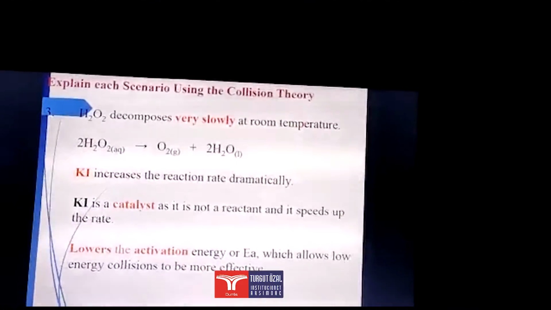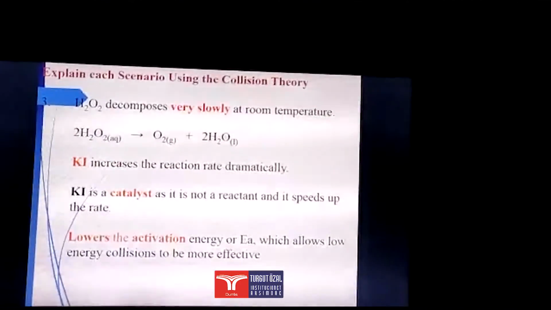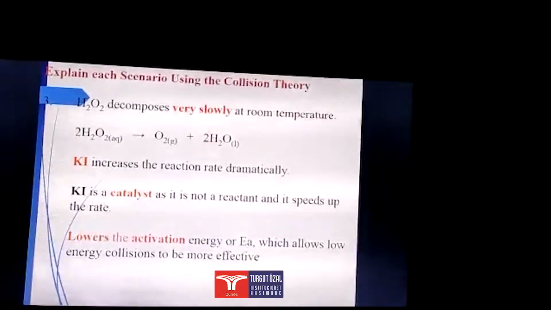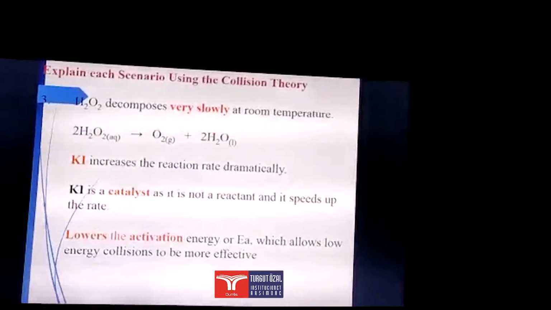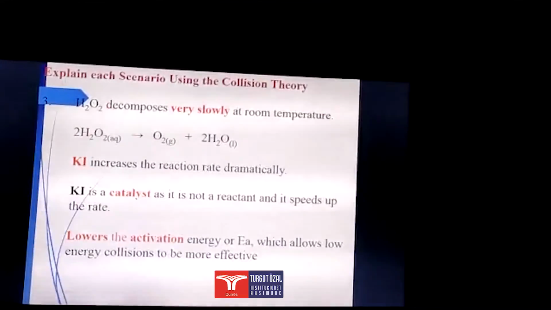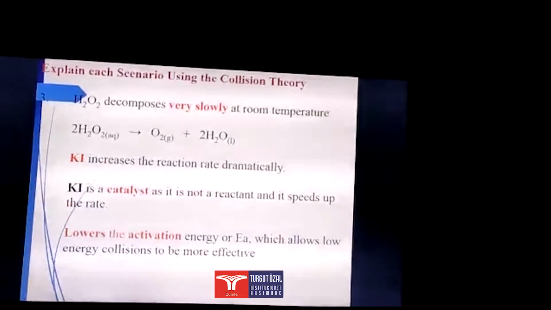Hydrogen peroxide decomposes very slowly at room temperature. If we use potassium iodide, it increases the reaction rate dramatically. Potassium iodide is a catalyst, not a reactant, and it speeds up the rate by lowering the activation energy, which allows low energy collisions to be more effective.